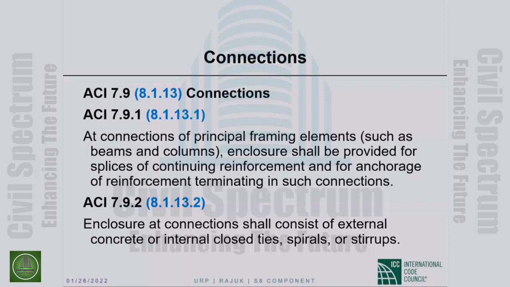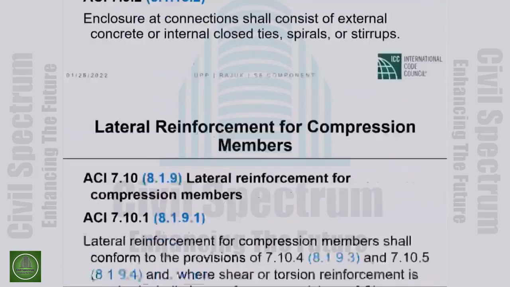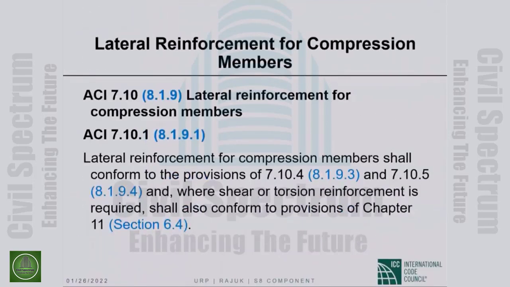Enclosure shall consist of external concrete or internal. So enclosure may be provided by other concrete members framing in, that will be external enclosure, or you can provide internal closed tie spirals or stirrups. That will be enclosure of the splice, for instance. So you will have closed tie stirrups or spirals around the splice. The word closed is important. So enclosure to a splice shall be provided by closed transverse reinforcement. Open stirrups will not do.